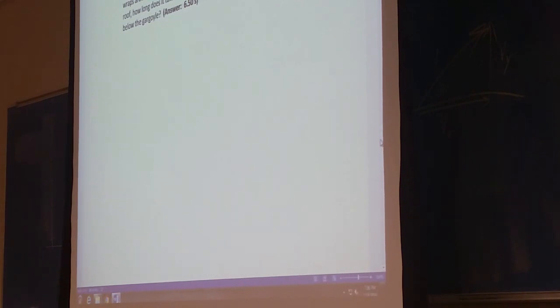So anyway, this is a simple pendulum problem, and you'll be given the formula for the period of a simple pendulum on the exam. That's just 2 pi times radical L over G.